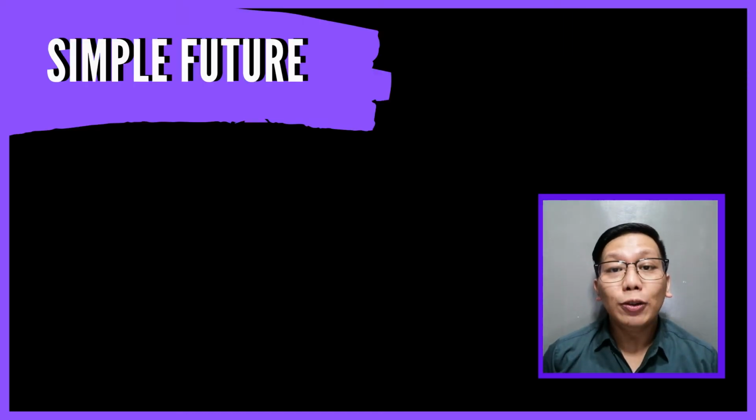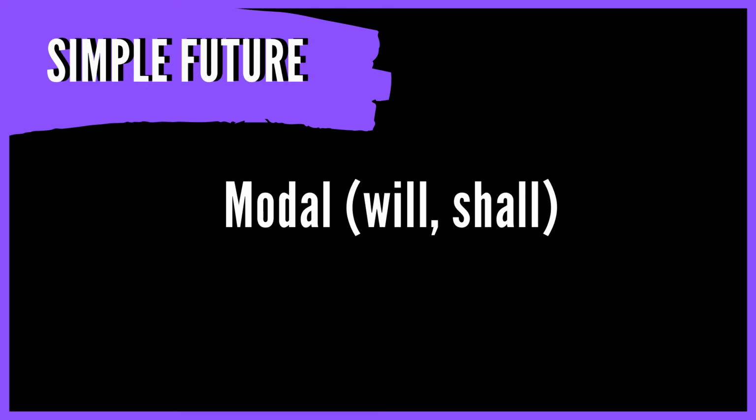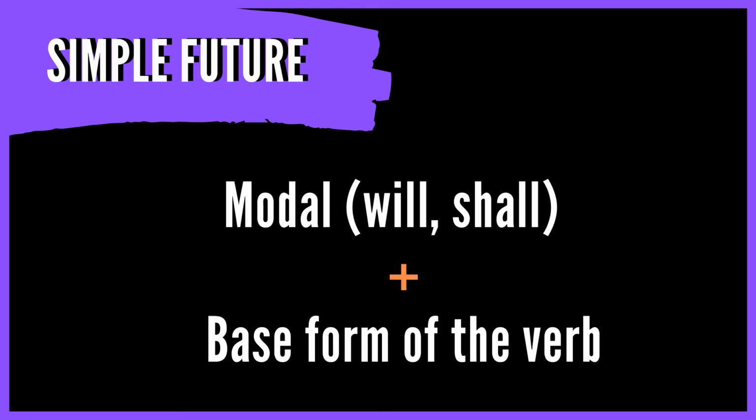Last is simple future tense. This expresses actions that are not yet happening and are expected to be completed in the future. To express a verb in simple future tense, you have to use the modals will or shall, then the base form of the verb. Here are examples.